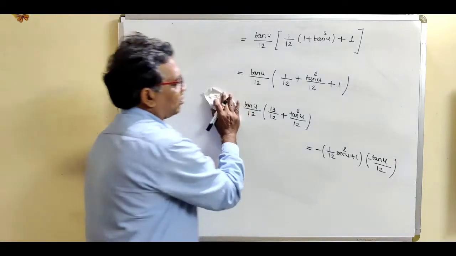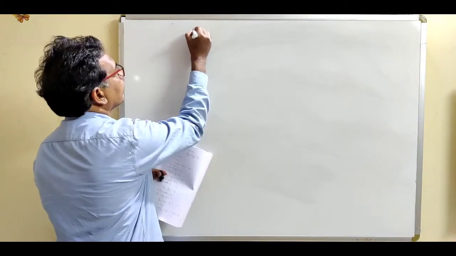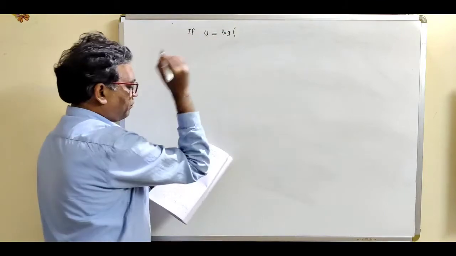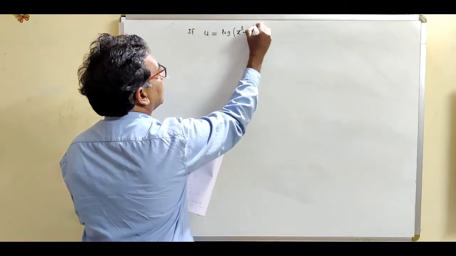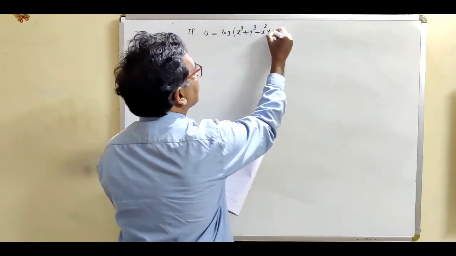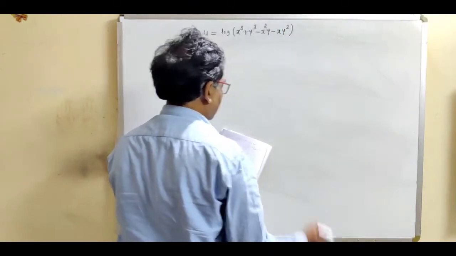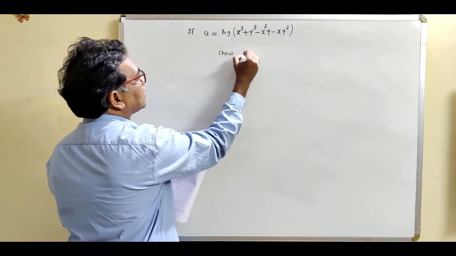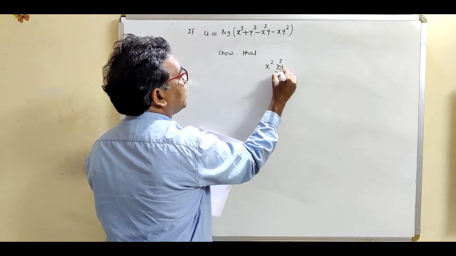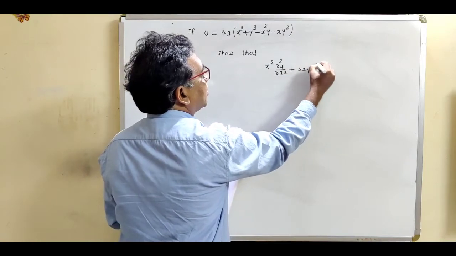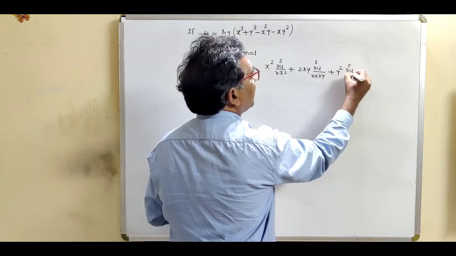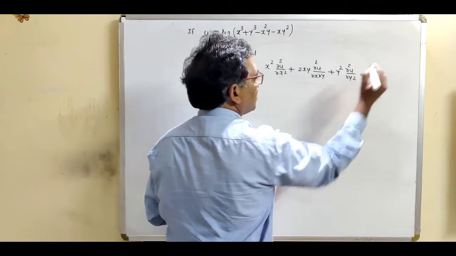Now let us take one more example on this consequence. If u is equal to log of x cube plus y cube minus x square y minus xy square, show that this is the same consequence: x square del square u by del x square plus 2xy del square u by del x del y plus y square del square u by del y square, show that it is minus 3.